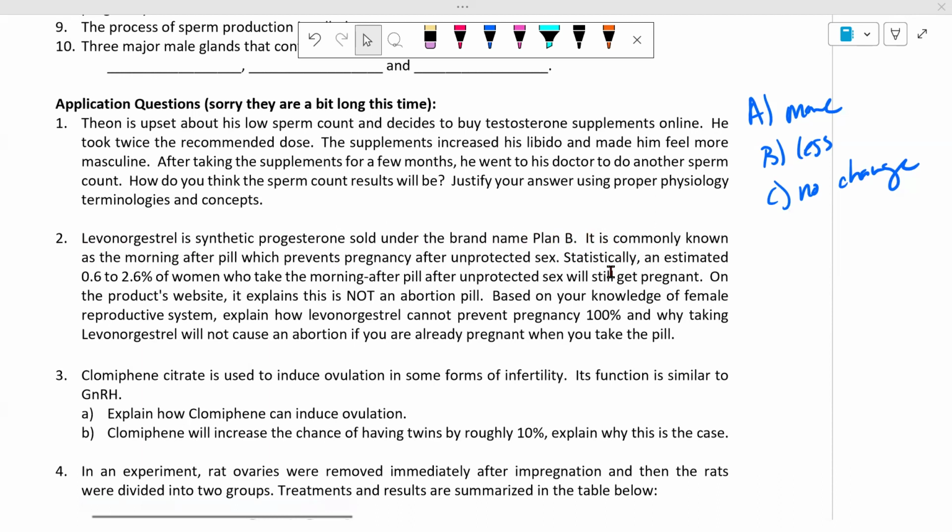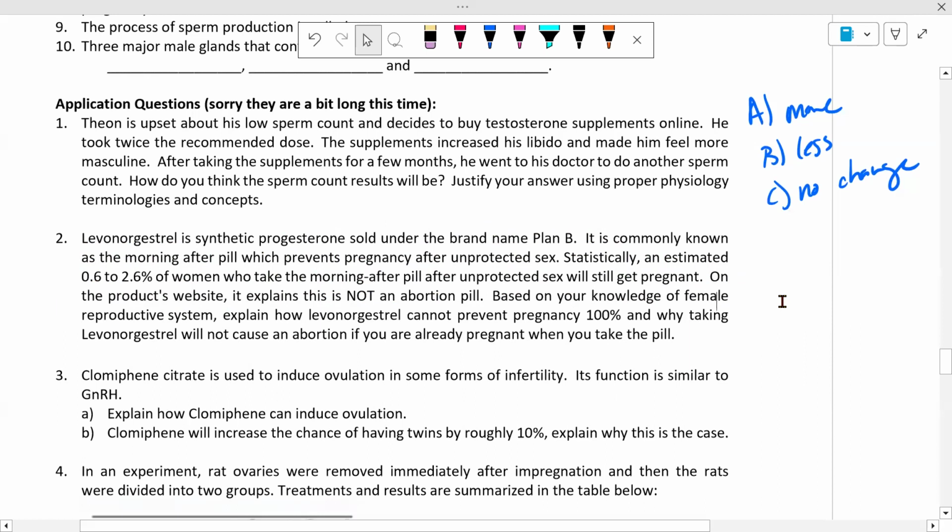You don't need a prescription. It is commonly known as the morning after pill, which prevents pregnancy after unprotected sex. Statistically, an estimated 0.6 to 2.6% of women who take the morning after pill after unprotected sex will still get pregnant. On the product's website, it explains this is not an abortion pill.